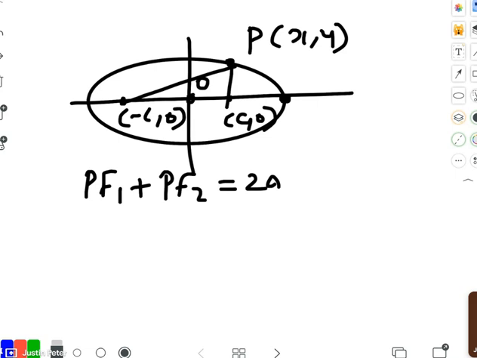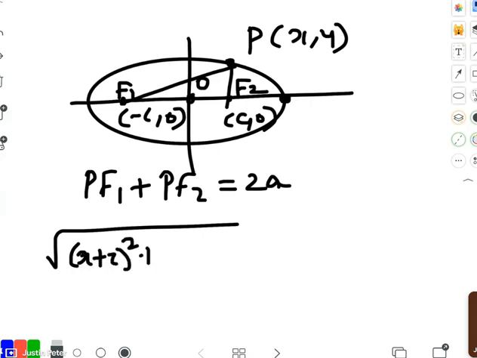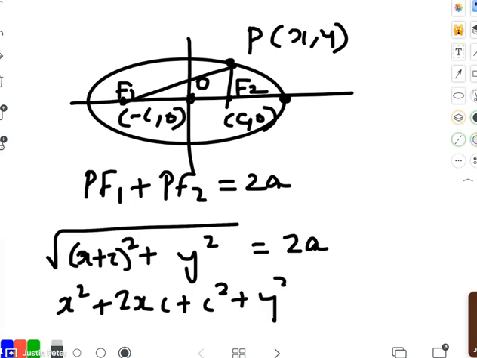What will be the distance PF1? It will be root of x plus c whole square plus y square. What will be PF2? Root of x minus c whole square plus y square. So if you square it, what are you going to get? x squared plus 2xc plus c squared plus y squared is equal to 4a squared. Correct?